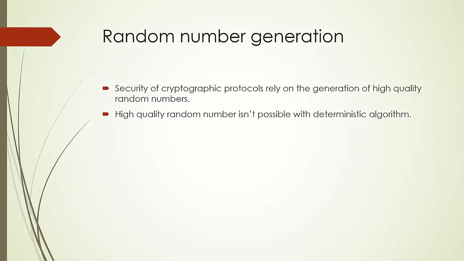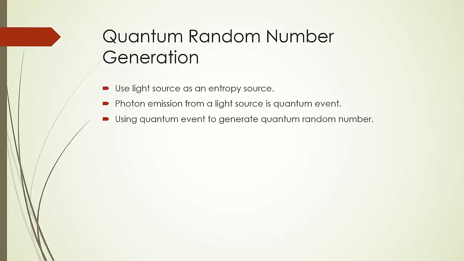The security of cryptographic protocols relies on the generation of high-quality random numbers, but high-quality random numbers are very hard to produce and cannot be generated by deterministic algorithms. To circumvent this problem, we can introduce an external entropy source. In this paper, the authors have proposed a random number generation algorithm using surrounding lights as an entropy source.